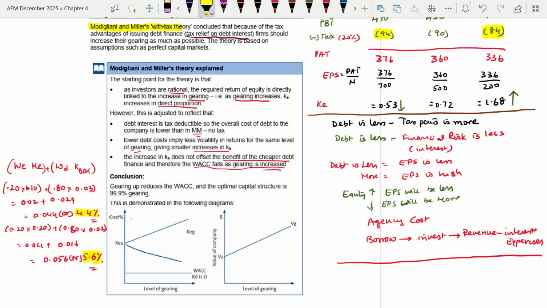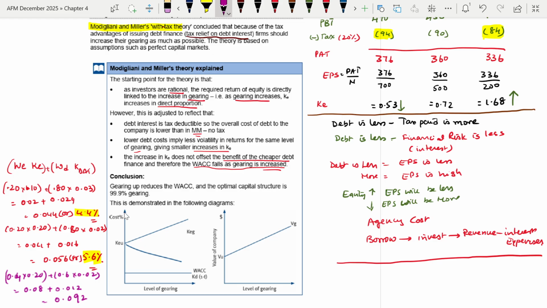We have not changed the gearing. We have to change the gearing. I will put another one. Okay, 0.4 into 0.20 plus 0.6 times 0.02. 0.4 comes to 0.08 plus 0.6 into 0.012, 0.092.